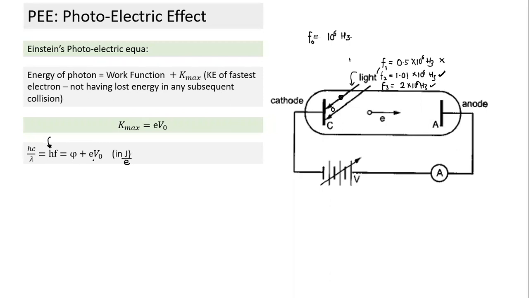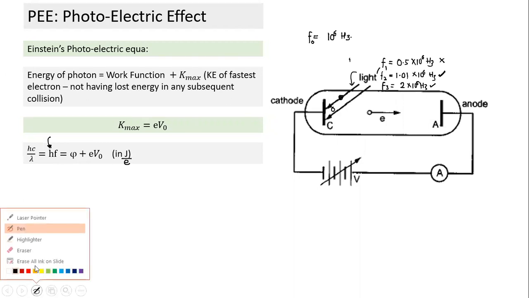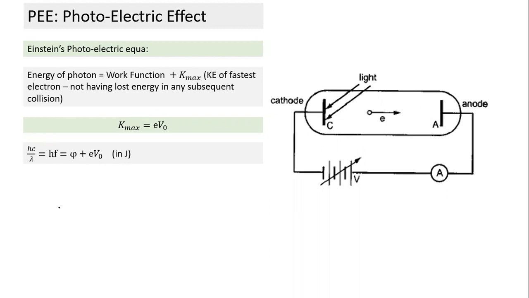If I divide this equation by e, I get my energy equation in electron volts, which is more commonly used. So this is a very simple equation. It is just like conservation of energy for an electron which has not lost any energy during subsequent collision. If I divide by e, everywhere I just divide by the term e. But in this case, this term phi, the work function, is normally defined in terms of electron volts itself, so there's no need to divide by e. And K max divided by e becomes V naught. So that's the equation. Most of the numericals are just based on this equation.